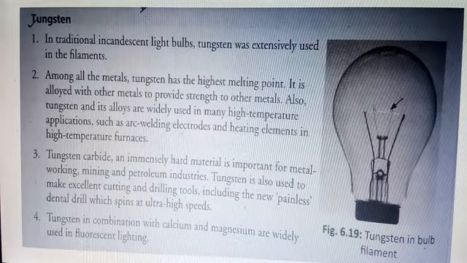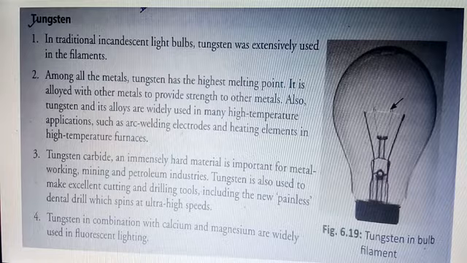Tungsten carbide is an immensely hard material, which is important for metal working, mining and petroleum industries. Tungsten is also used to make excellent cutting and drilling tools. Since its melting point is very high, it can be used for making cutting and drilling tools, including the new painless dental drill.